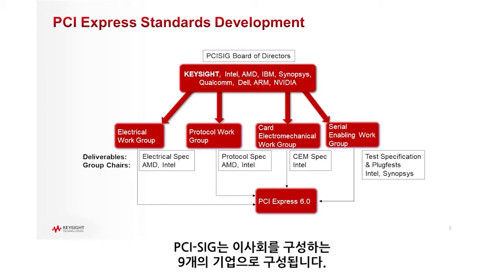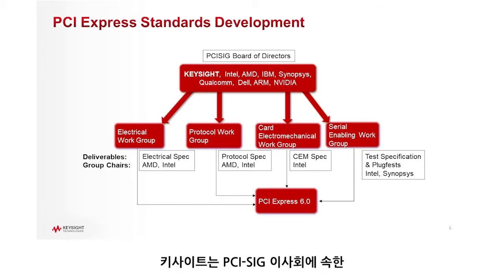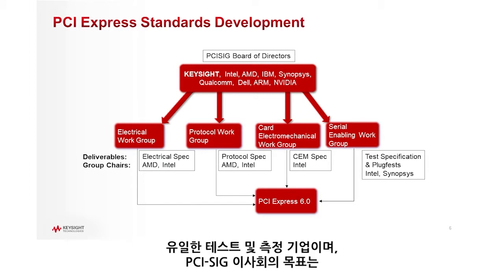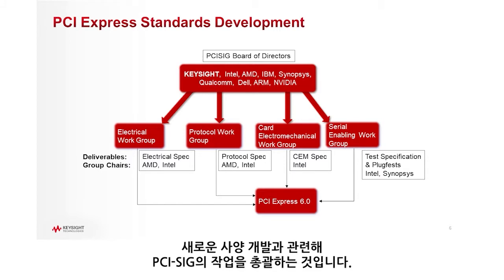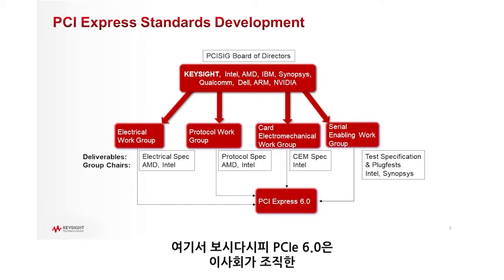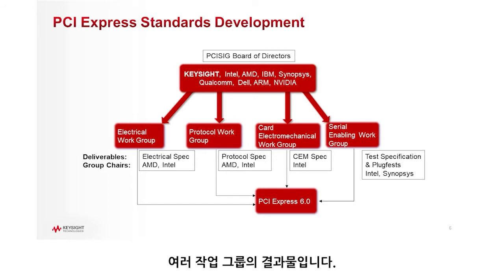The PCI SIG consists of 9 member companies that form the board of directors. Keysight is the only test and measurement company that has ever served on the PCI SIG board of directors, and it is the responsibility of the PCI SIG board to direct the activities of the PCI SIG's efforts in developing new specifications. Here you can see that PCI Express 6.0 is the work product of several work groups that are organized by the board of directors.